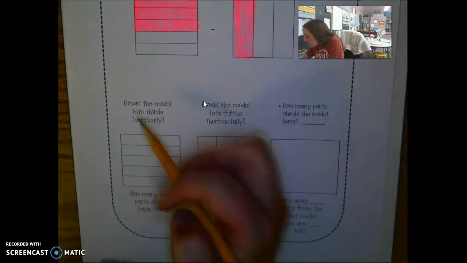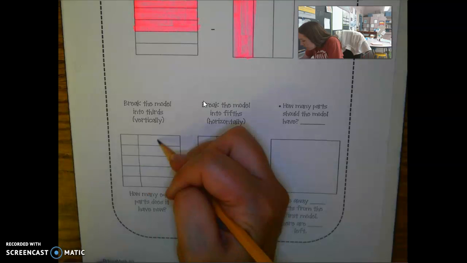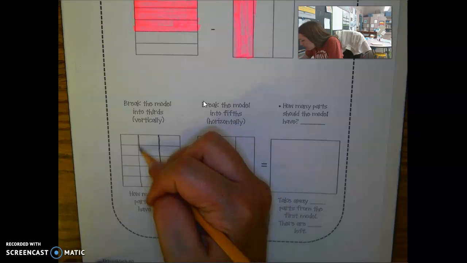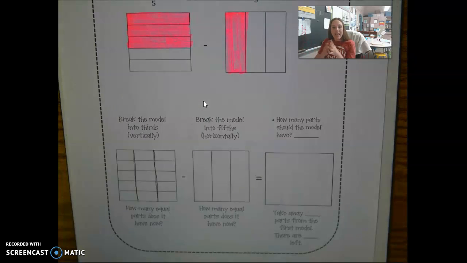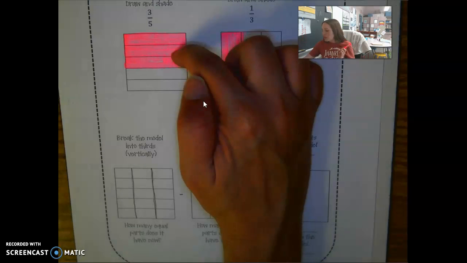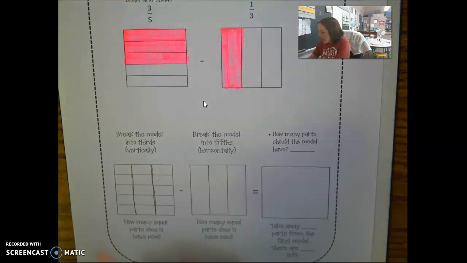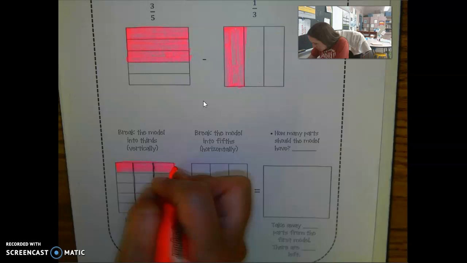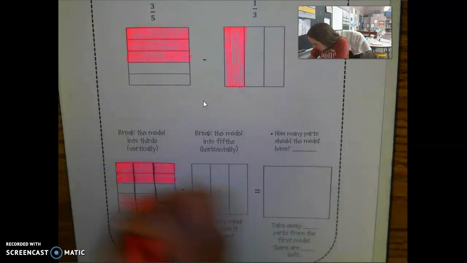Now let's go and break the model into thirds vertically. So this one is a little difficult for me. I have to kind of eyeball it. All right, that looks pretty good. Okay, I'm going to shade in the exact same amount as I did prior. Okay, so I had 3 horizontal parts colored in. So I'm going to do the exact same. So now 1, 2, 3.